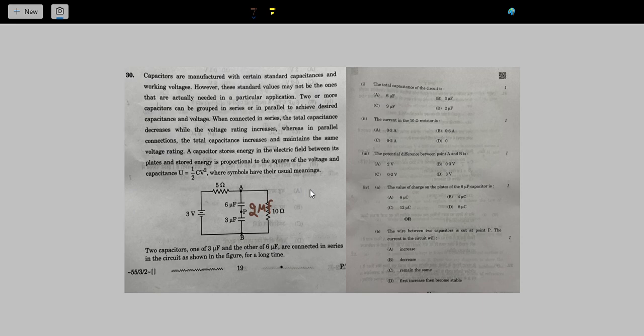We know the formula of charge: Q is equal to CV. C is 2, and voltage across points AB we have just now calculated, that was 2 volt, right? So 2 times 2 is 4. So we got 4 microcoulomb as the answer for the fourth question.